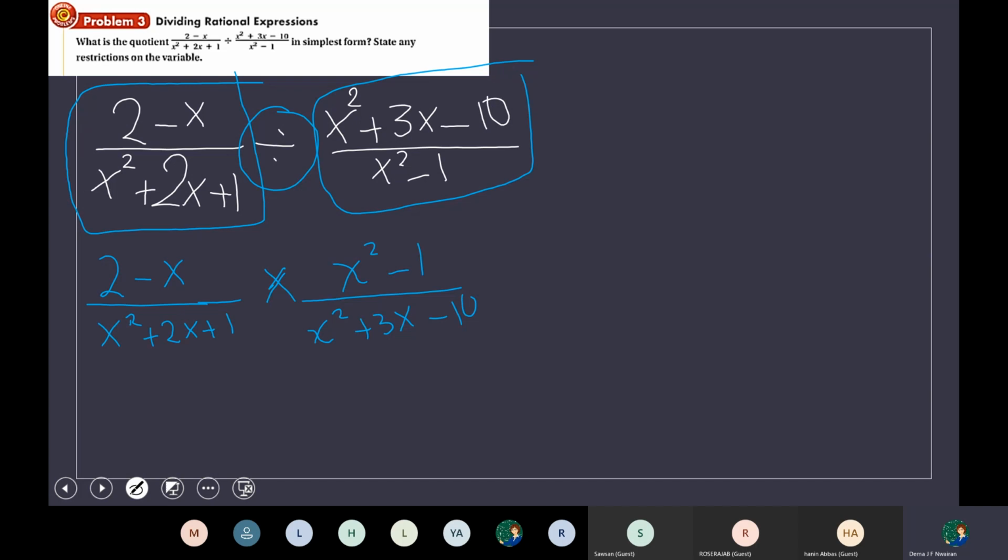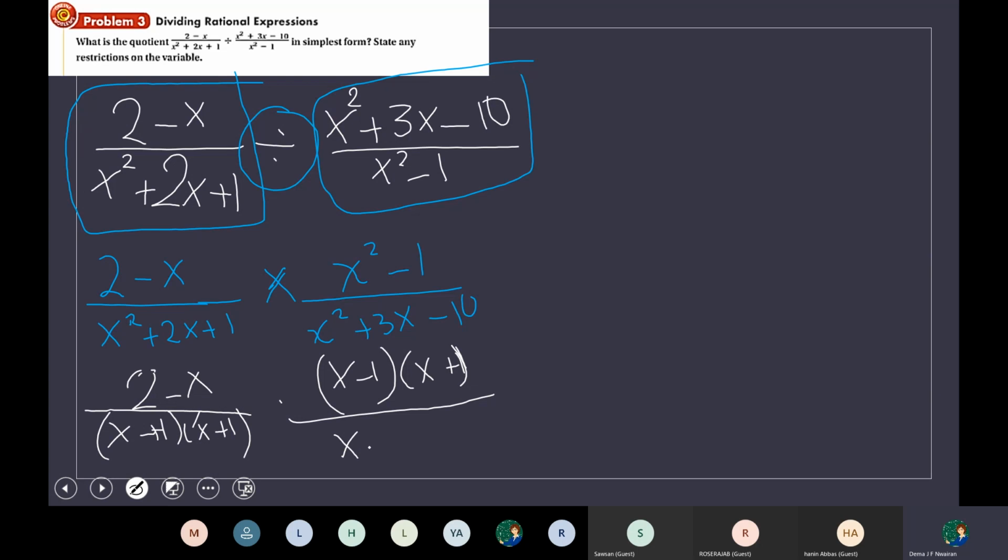Now factorize each numerator and denominator. 2 minus x is the most simplified one. Down, I can rewrite it as x plus 1 times x plus 1, times x minus 1 times x plus 1, over x plus 5 times x minus 2. Now, check if I can simplify. Yes, here and here. And x minus 1, no. We can take out the negative from 2 minus x, and it will become x minus 2.